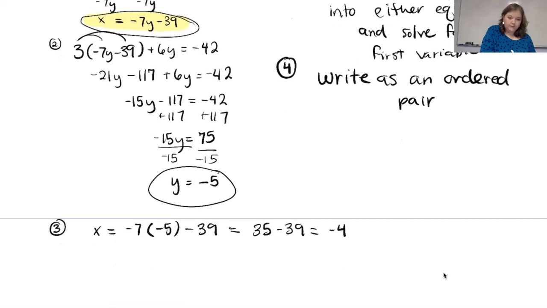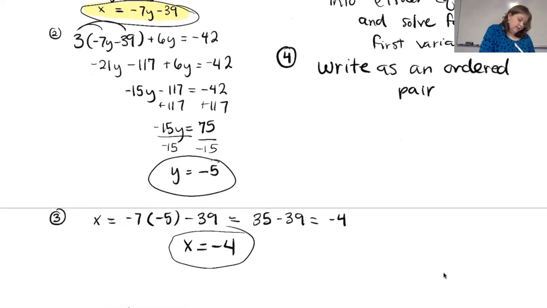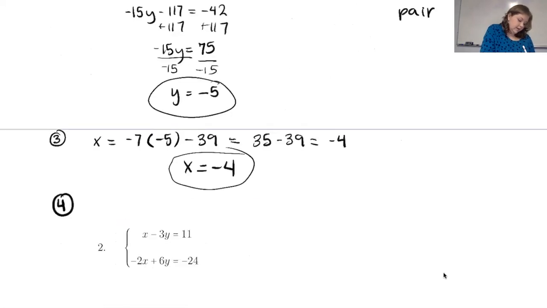So we have y equals negative 5 from step 2, and then in step 3, we got x equals negative 4. And so our final answer, we'll just put that as an ordered pair. And so our x value comes first as a negative 4, and our y value comes second as a negative 5.